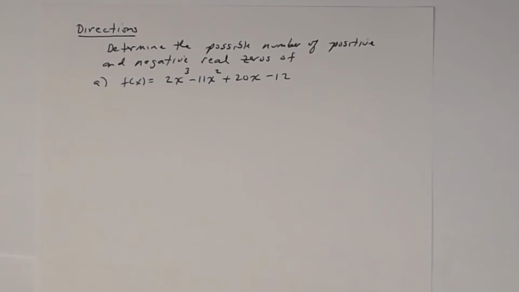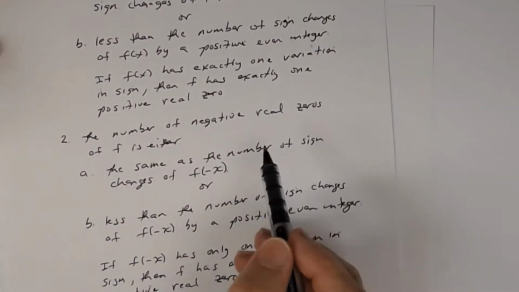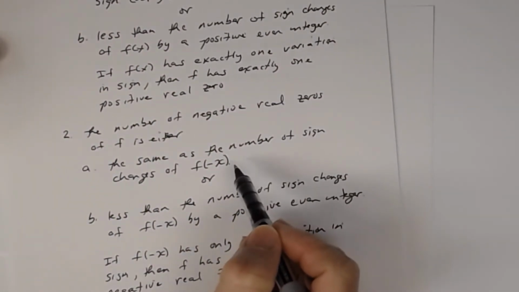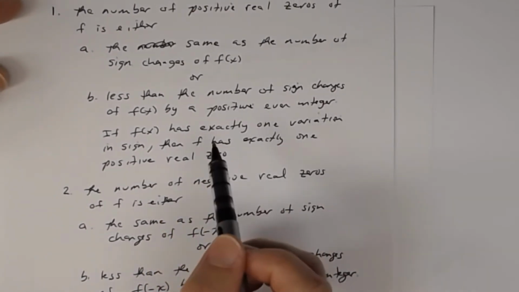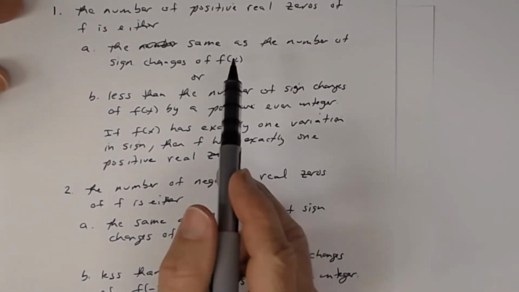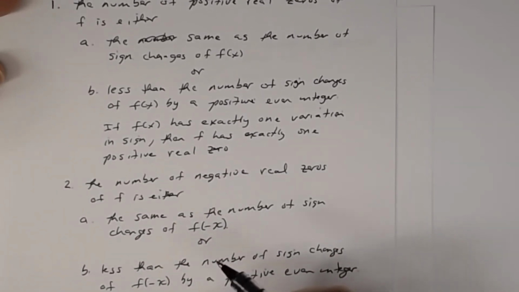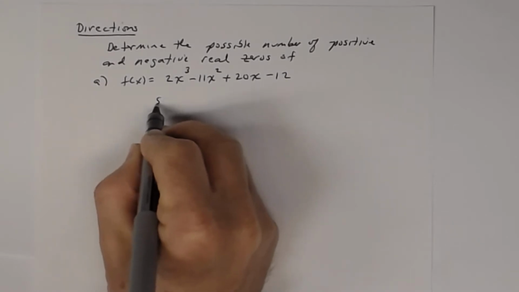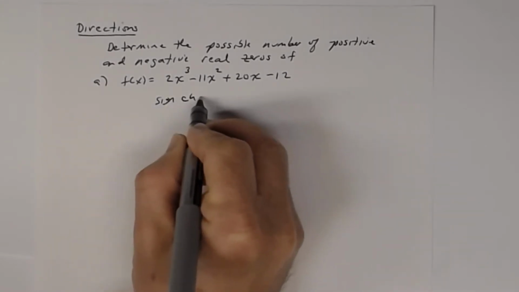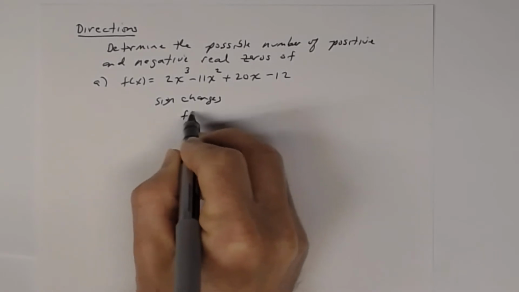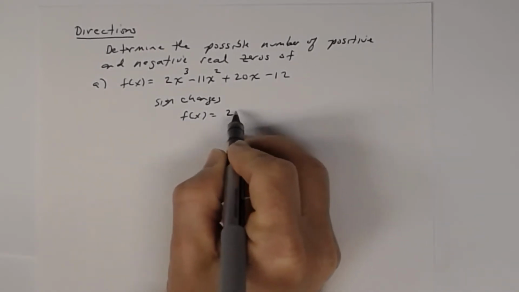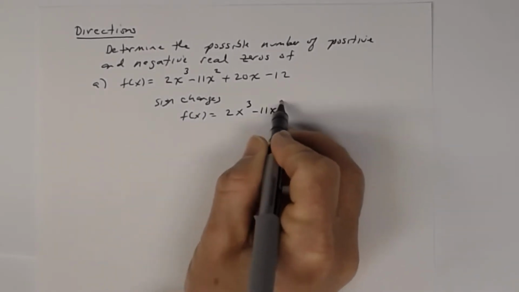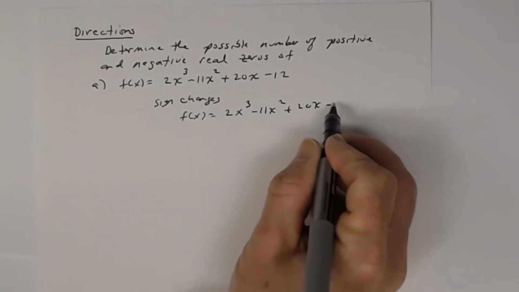and negative real zeros. Well, according to Descartes' rule of signs, we have to look at both f of x and f of negative x. And we've got to look at the variation in signs of the coefficients. So we've got to look at 2 things, f of x and f of negative x. All right, so let's do f of x first. So we're looking at sign changes. So I'm going to rewrite f of x over. And so I have 2x cubed minus 11x squared plus 20x minus 12.